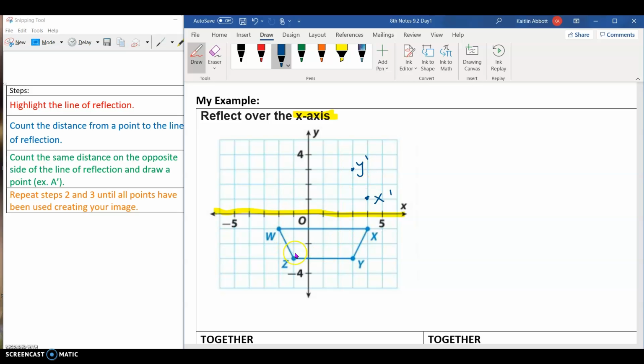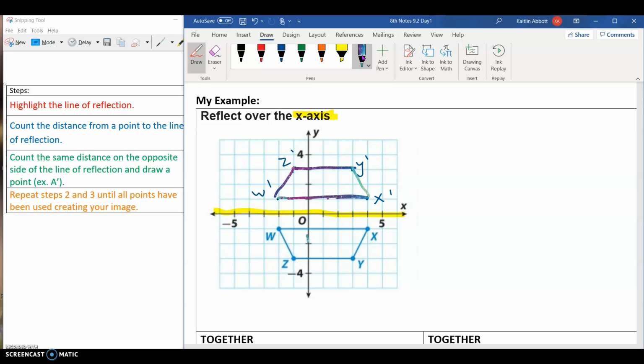Let's do Z. 1, 2, 3. Keep going. 1, 2, 3. And this is going to be Z prime. Last one, W is 1 space away from the line, so we go 1 space away from the other line. This is going to be W prime, and now I'm going to connect all my dots and make the image.